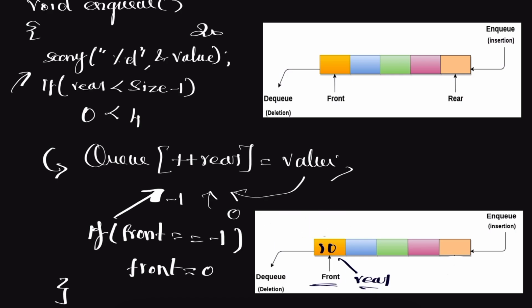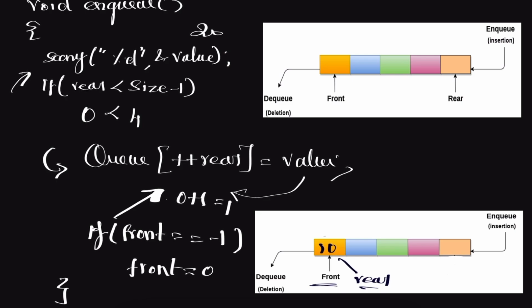Now we are going to check whether rear is less than size - 1. So 0 less than 4, the condition becomes true. Once the condition is true, whatever value we have will be stored at ++rear. What is ++rear? Initially rear is pointing to the 0th index. Now it becomes the first index because we have a statement like that. So 0 plus 1, the answer is 1.